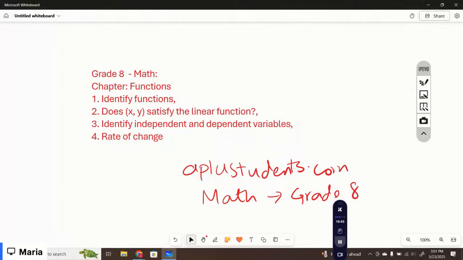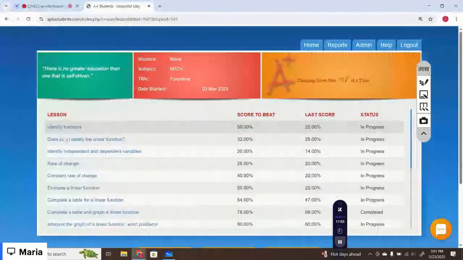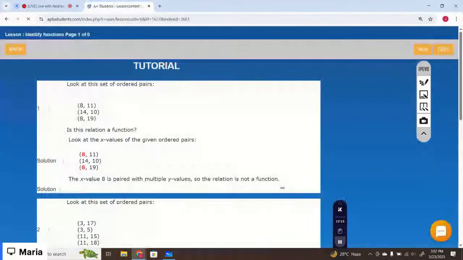Please be sure you have your notebook and pencil so that you can write down the important examples and definitions as well. Let's start with the first lesson, which is identify functions.